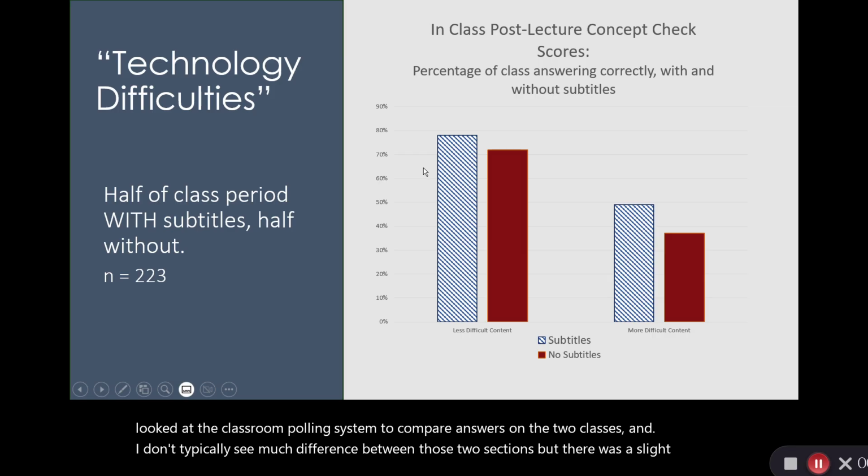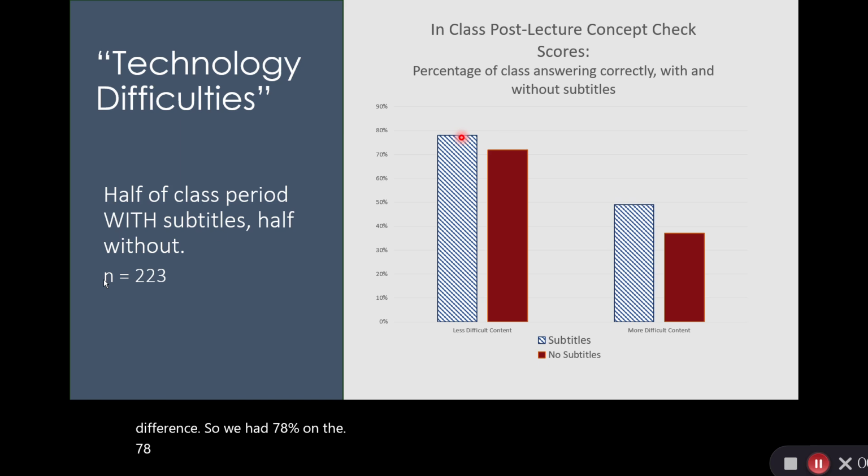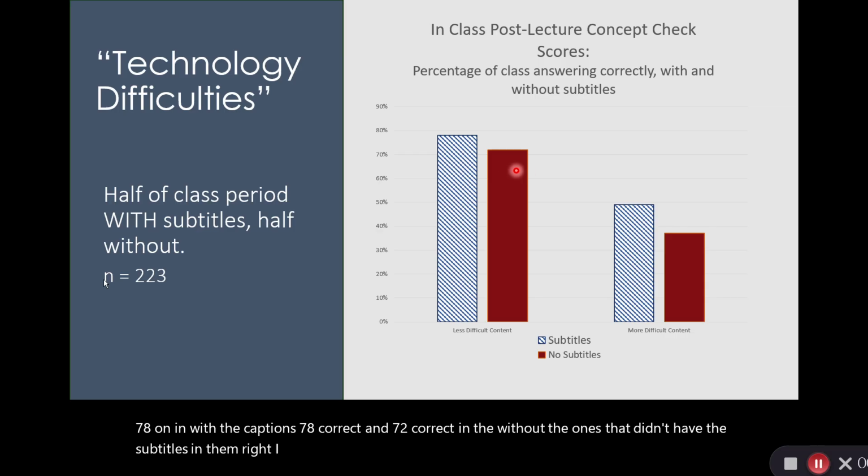So we had 78% correct with the captions and 72% correct without, the ones that didn't have the subtitles in them, right? I wasn't super convinced that was meaningful.